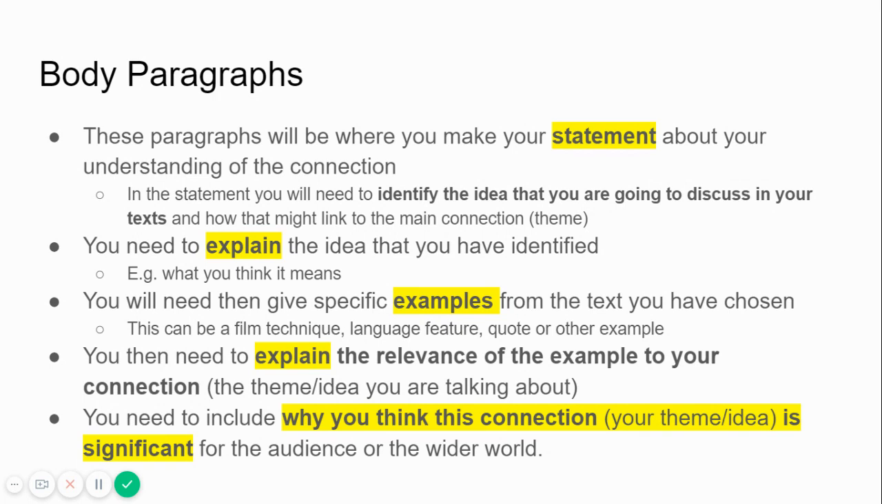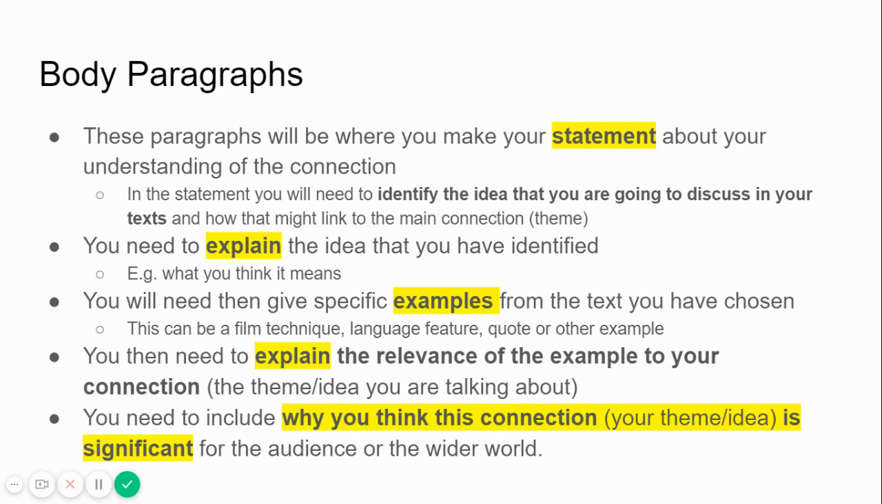The next step would then be to explain those ideas that you've identified. So basically what you think it means, or to expand on it a little bit. So if you've identified unconditional love as the main connection, but then you've also identified multiple ideas that show that, the next step in your body paragraph is to explain a little bit further about those ideas that you've identified if you have gone beyond just a single main connection umbrella.